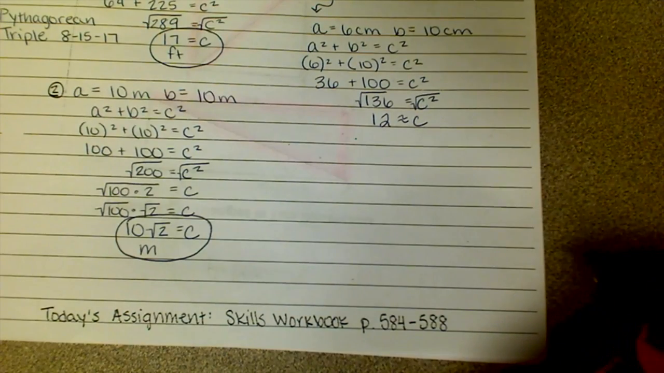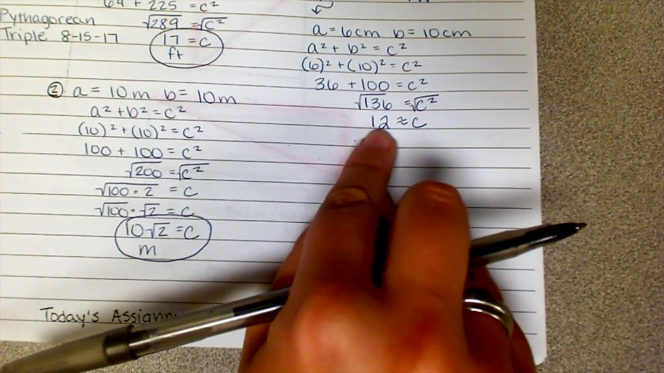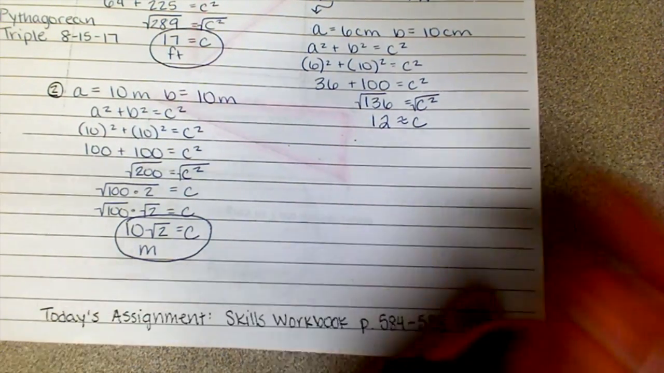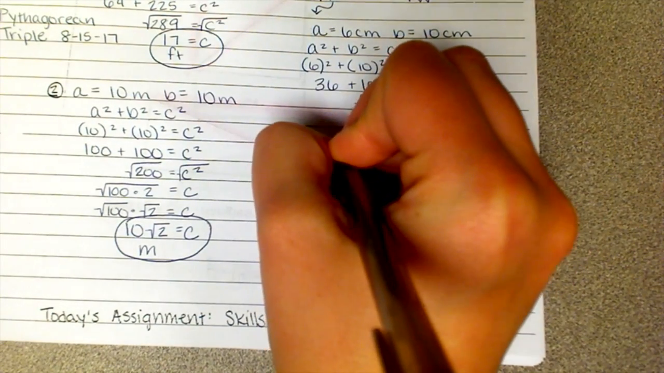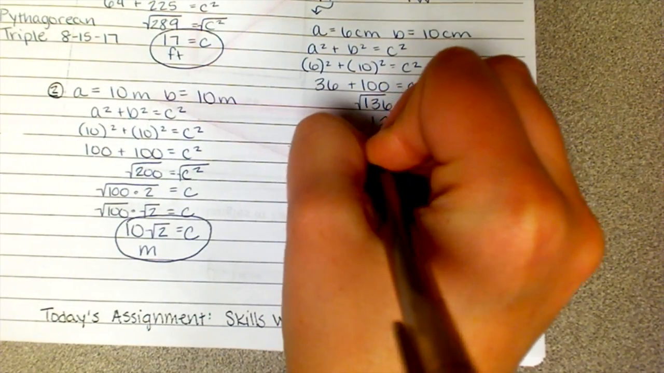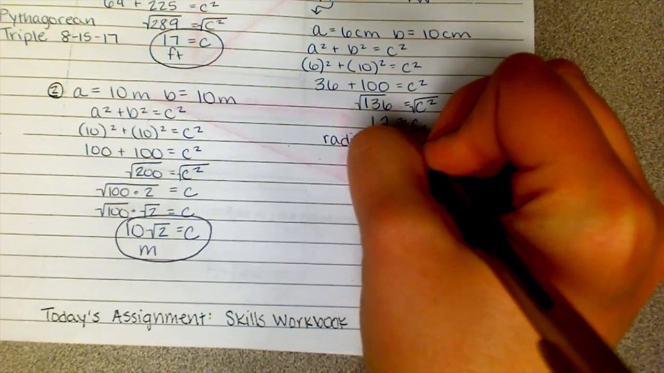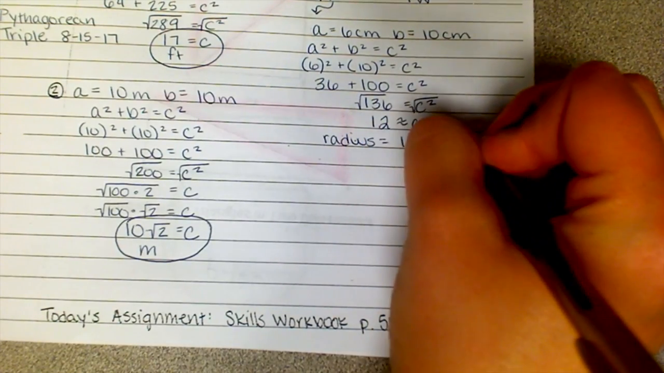What's the radius of the circle? The radius is half of the diameter. So it's going to be half of 12. What's half of 12? 6. So we got the radius by saying 12 divided by 2 is 6.